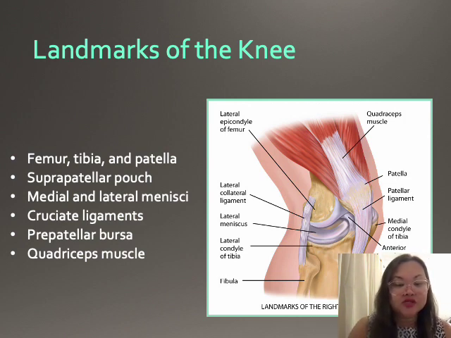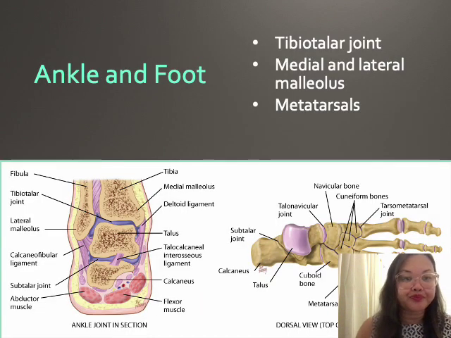And you might be able to feel the lateral and medial condyles of the tibia and the lateral and medial epicondyles of the femur on each side of the patella as well.